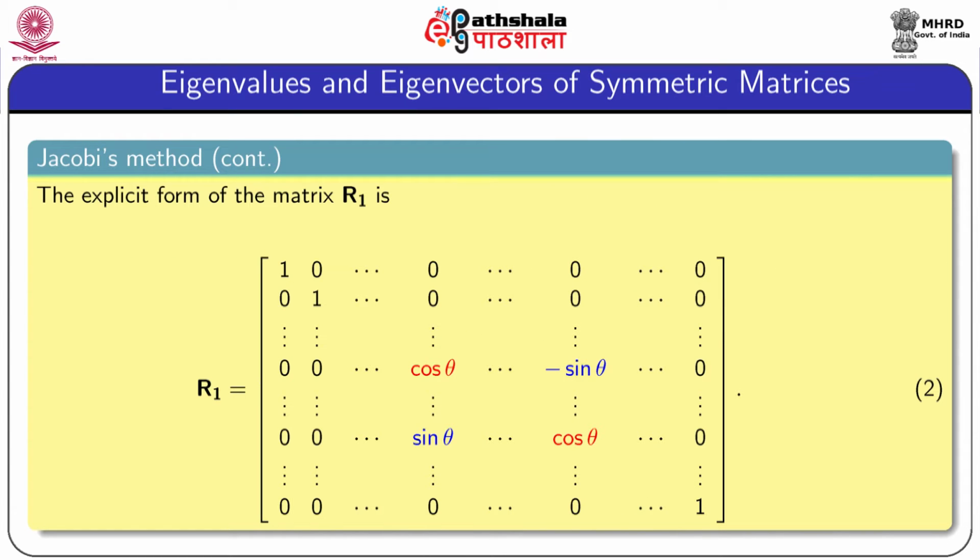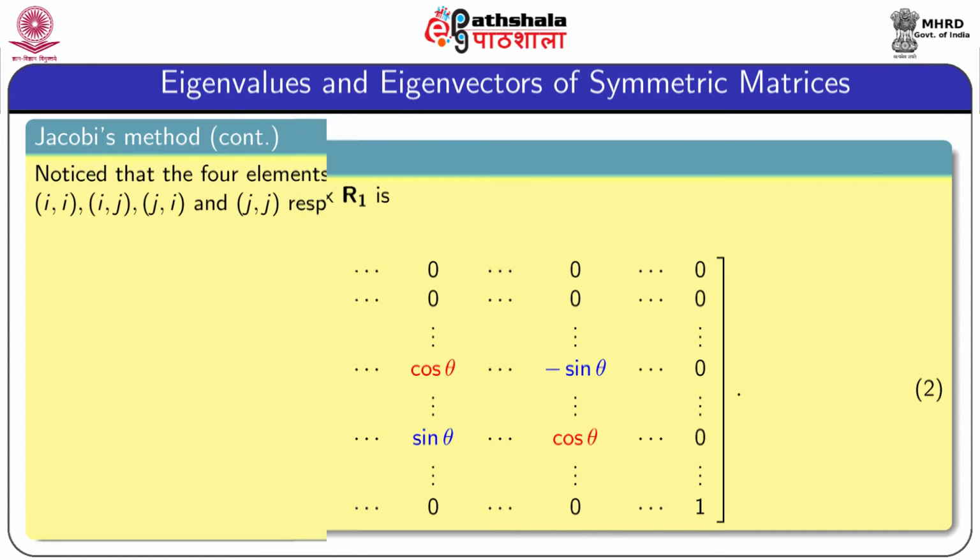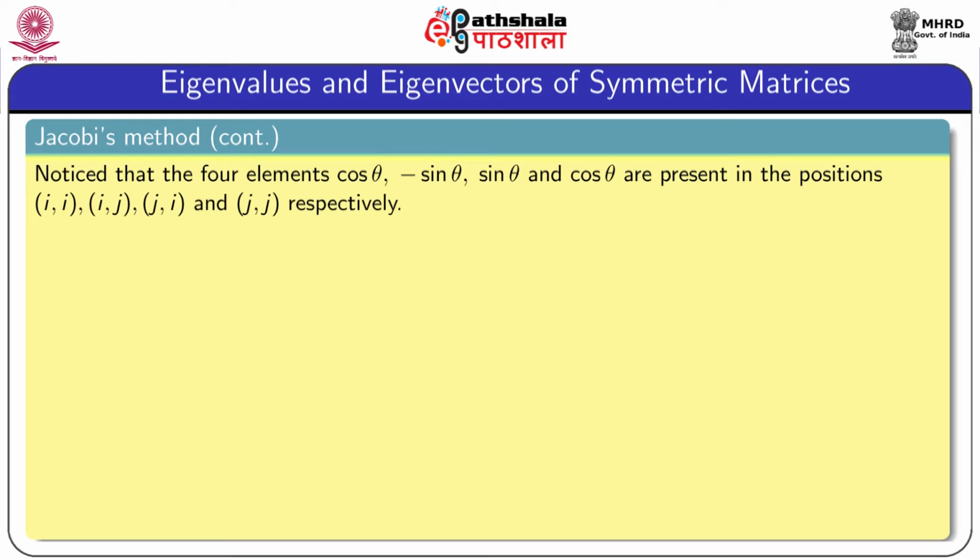In explicit form, the matrix R1 is given by equation 2. Note that the iith element of the matrix R1 is cos theta, the diagonal element jj is another cos theta, and the off diagonal element at the ijth position is minus sin theta and at the jith position is sin theta, and all other diagonal elements are 1 and all other off diagonal elements are 0. It may be noted that the 4 elements cos theta, minus sin theta, sin theta and cos theta are present in the positions ii, ij, ji and jj respectively in the matrix R1.